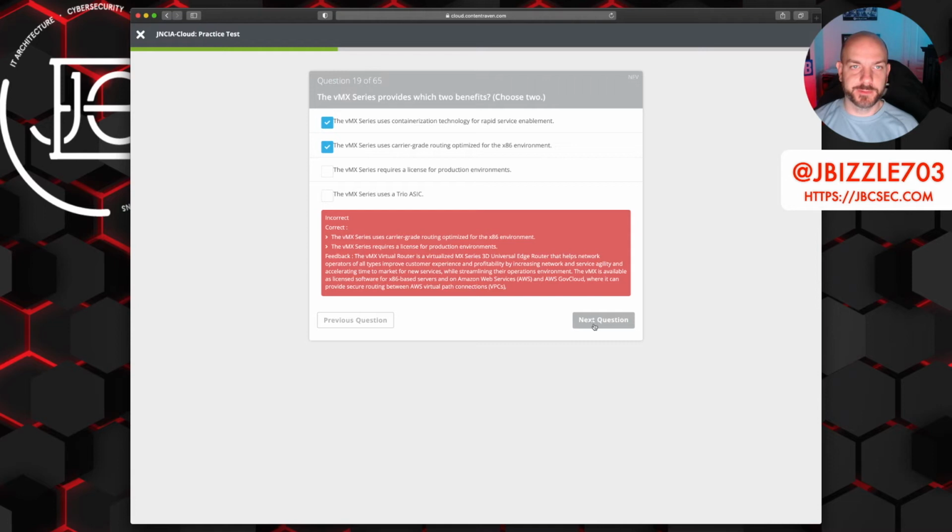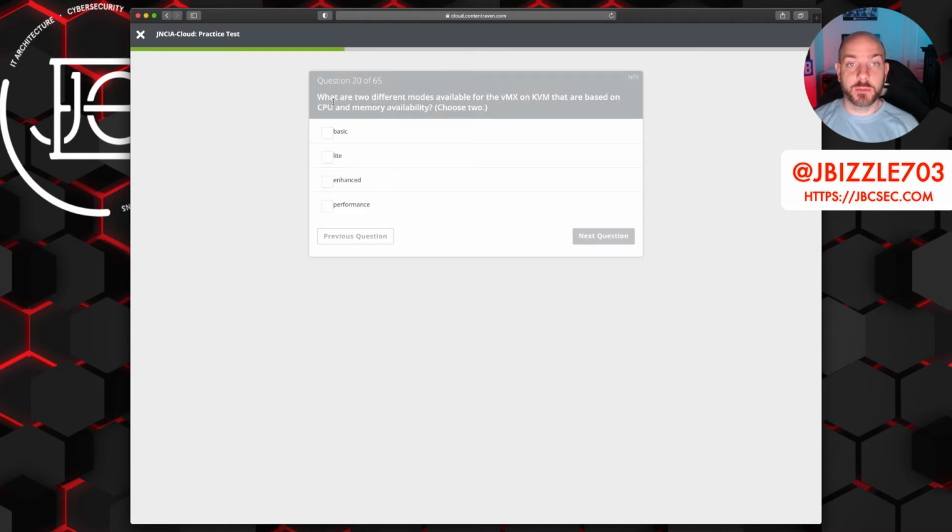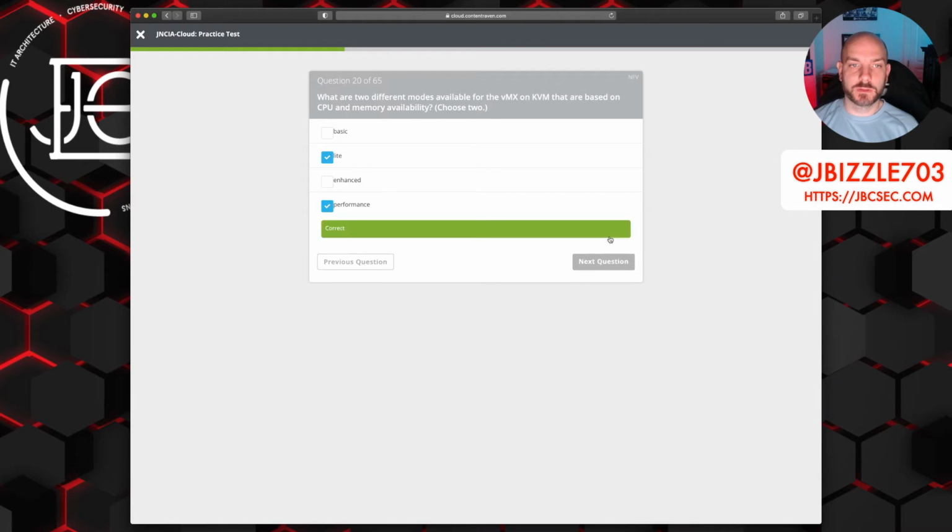All right. What are two different modes available for the vMX on KVM that are based on CPU and memory availability? Let's go light and performance. Different modes. There we go.